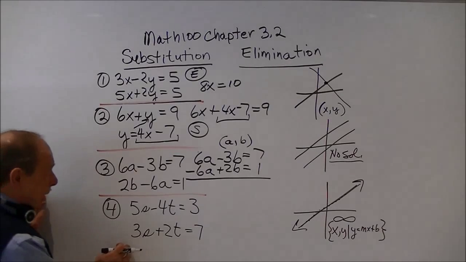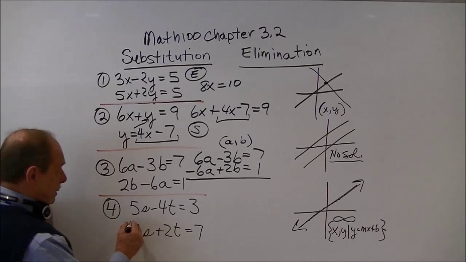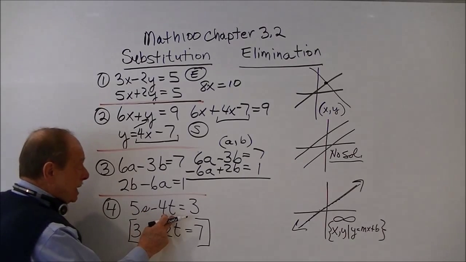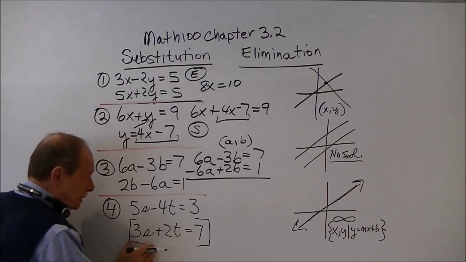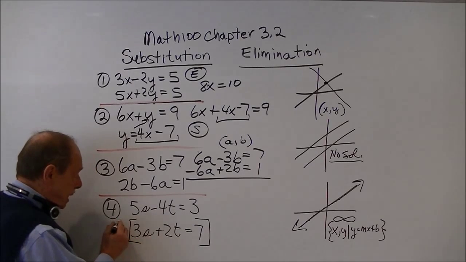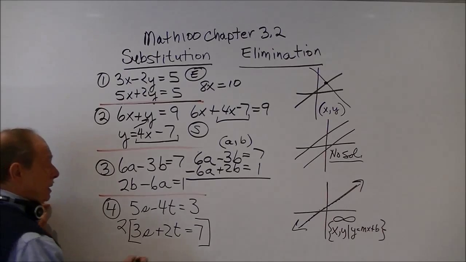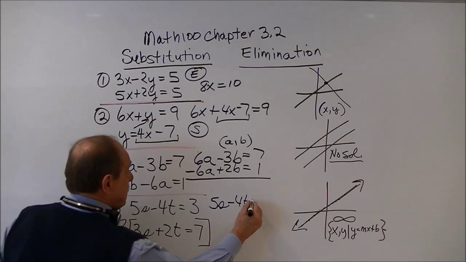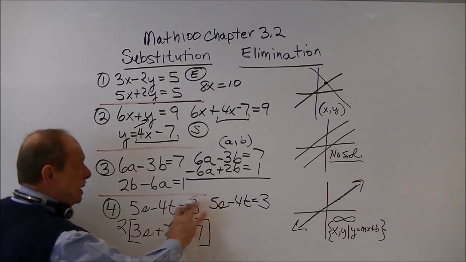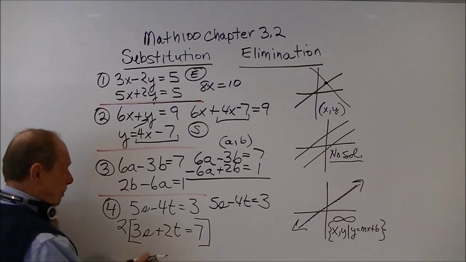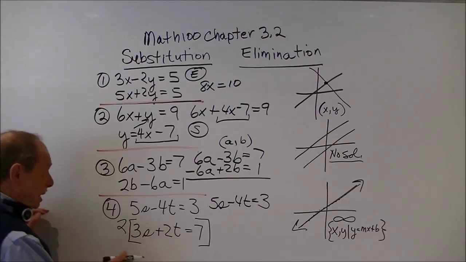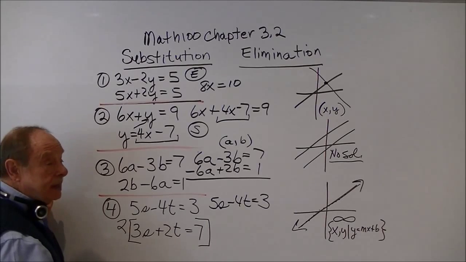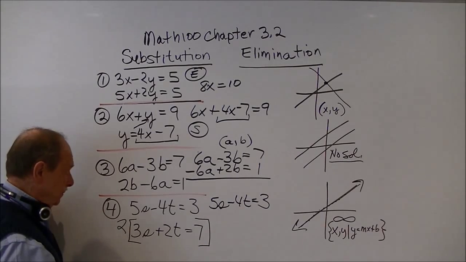So for number 4, we're going to use elimination, but in order to eliminate something, we're going to have to modify one of the equations. So this equation, in order for my negative 4t to cancel out, I'm going to have to increase this whole equation by multiplying every term by 2. So here's what we now get. 5s minus 4t equals 3. So this equation, we make no changes to it. But this second equation, I am allowed to multiply everything by something. It's not the same equation, but it is an equivalent equation.